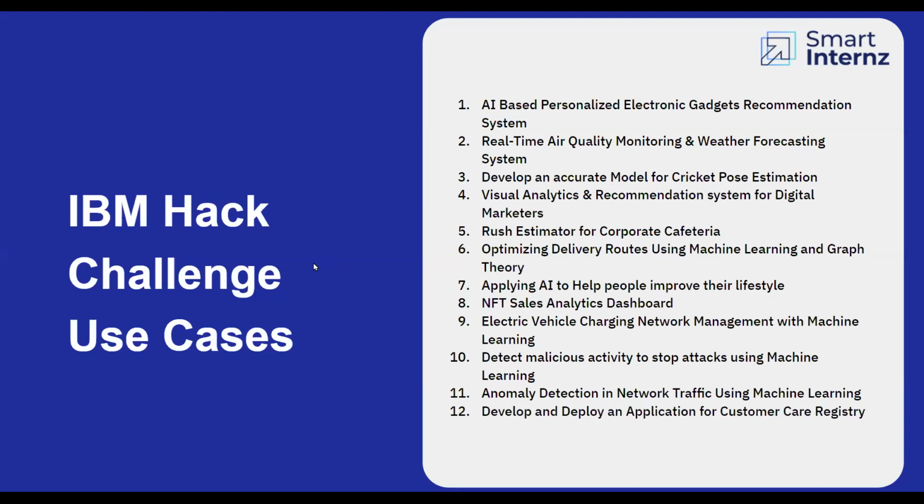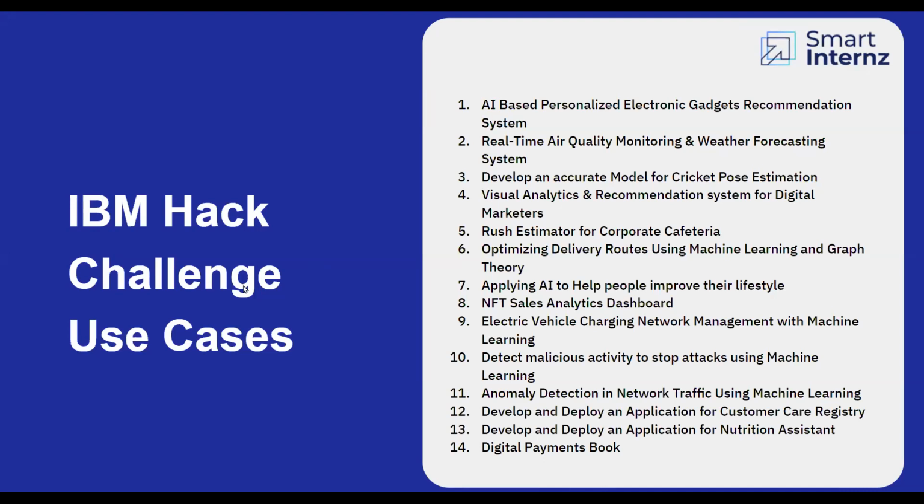The 12th one, develop and deploy an application for customer care registry. 13th, develop and deploy application for nutrition assistant. The final one, the 14th one, digital payments book. So these are all the 14 use cases we have.